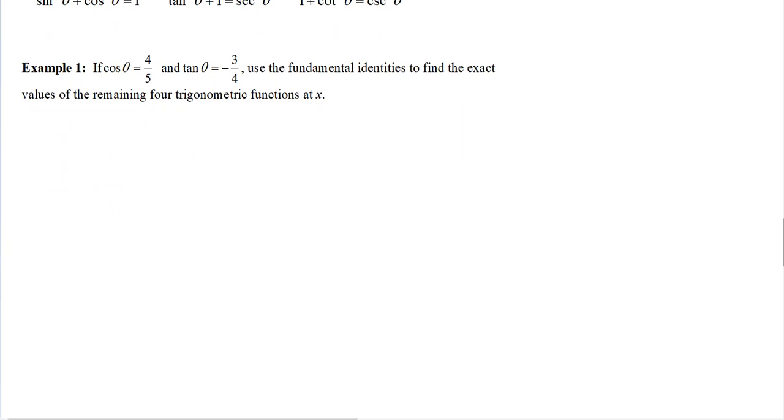Now it says cosine theta is given to you as 4 over 5 and tangent theta is given to you as negative 3 over 4. Now that comes down to determining which quadrant theta is in. Now think about that. By the definition of sine, cosine, and tangent, in quadrant 1, x and y are both positive. So sine, cosine, and tangent will all be positive in quadrant 1.